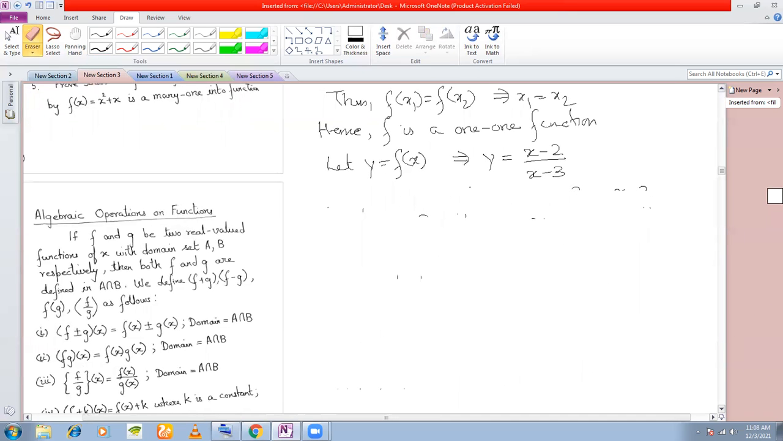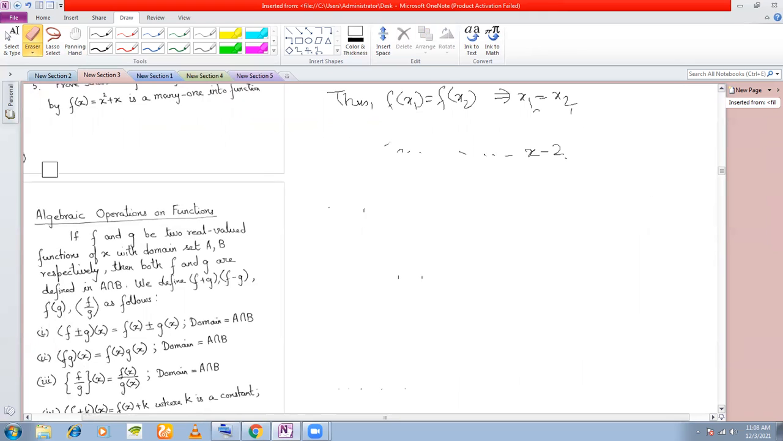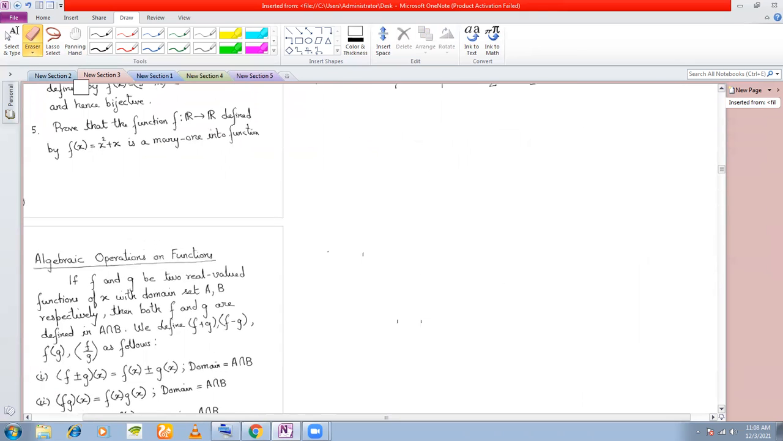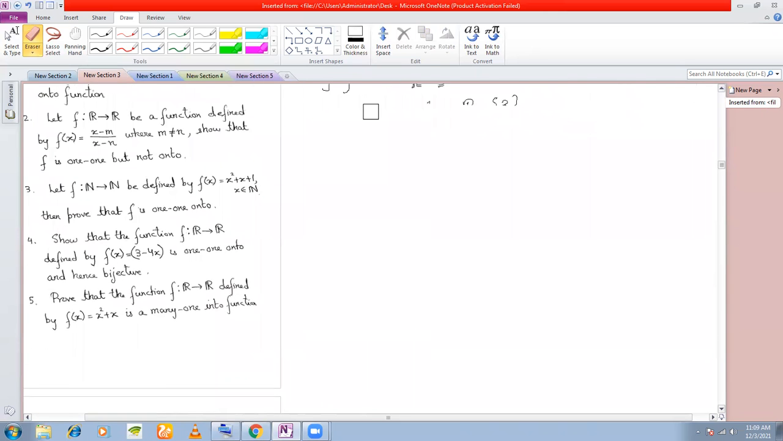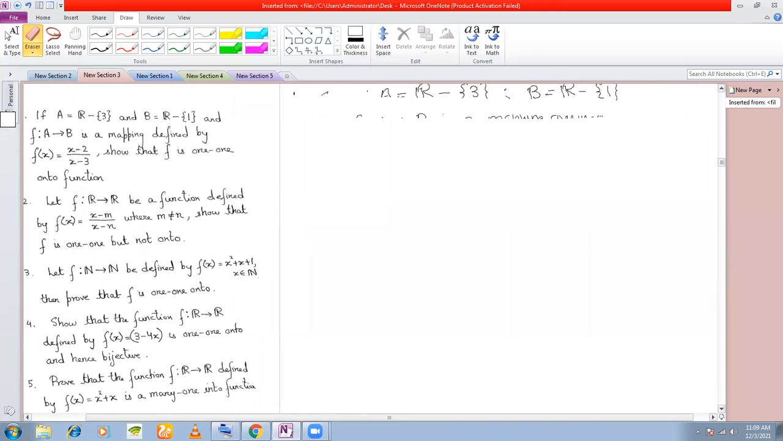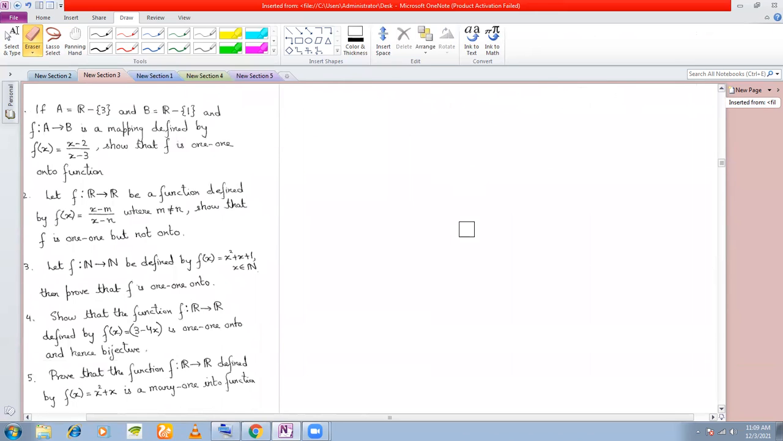Second question. The second question is: f from R to R be a function defined by f(x) is equal to (x minus m) divided by (x minus n), where m not equal to n. Show that f is 1 to 1 but not onto.